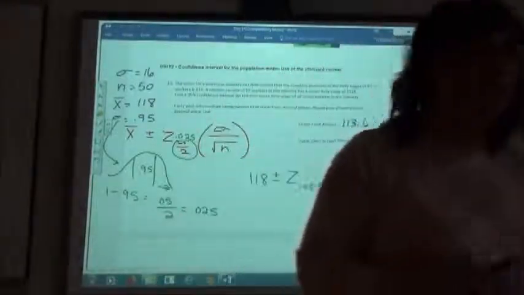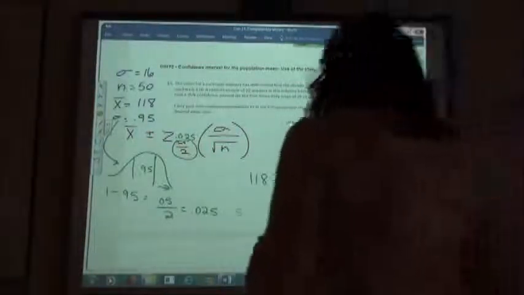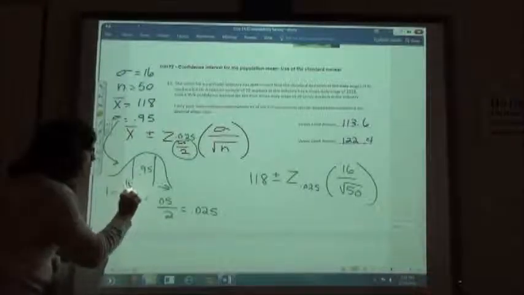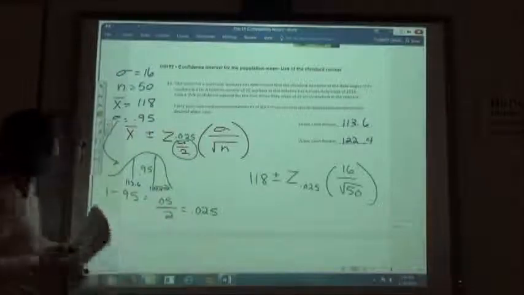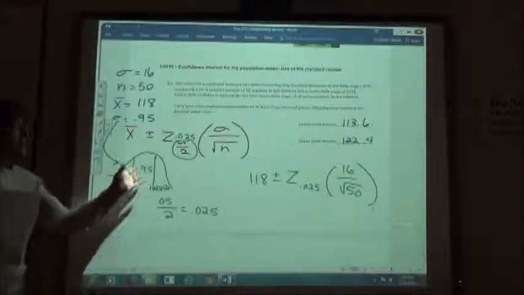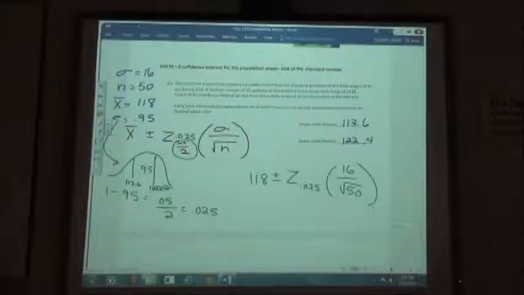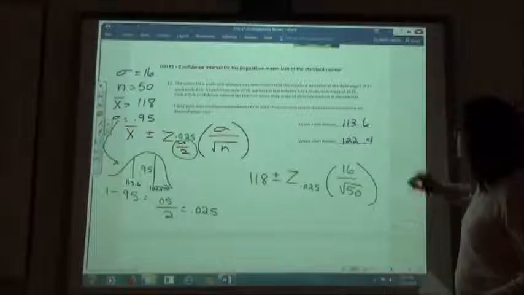Did you get those numbers? Got that all typed in right? All righty. So that tells me as long as I'm between 113.6 and 122.4, that 95% of my people will fall between those two numbers.